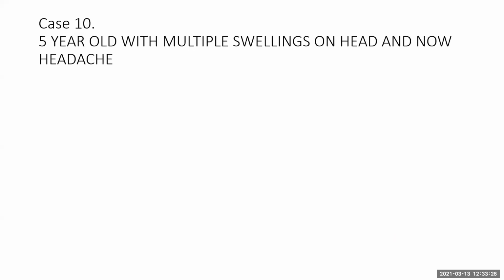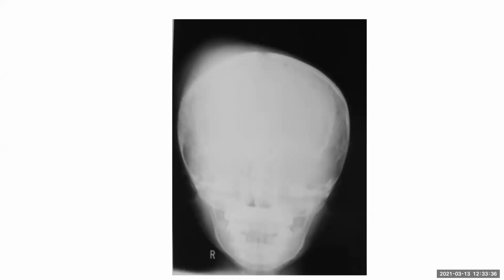This is a 5-year-old with multiple swellings on the head, now presented with a headache. This is a frontal radiograph of the skull. I think I'm not able to appreciate the orbits. The projection is a little off. To the right of the midline in the vertex region, I'm able to appreciate an extracranial soft tissue swelling. I'm looking for any underlying bone defect.